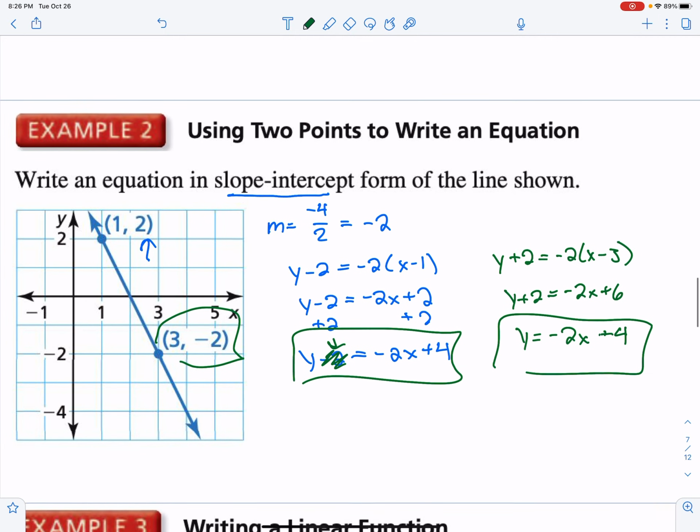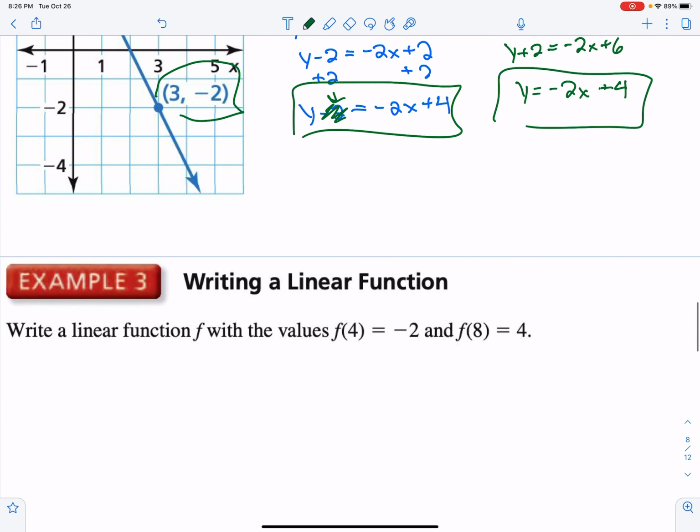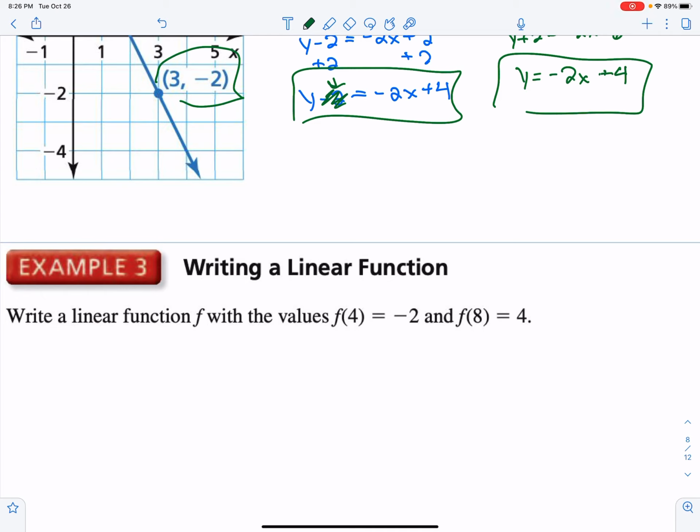Okay, so again, we have another example here. This is kind of similar to what we saw before. We have a function notation. So in other words, instead of y equals mx plus b, we're going to have f of x equals mx plus b for our answer. We still want to utilize these as coordinate points. We still need to find our slope, so I'm just going to do 4 minus negative 2 over 8 minus 4, and I get 6 over 4, which reduces to 3 over 2.